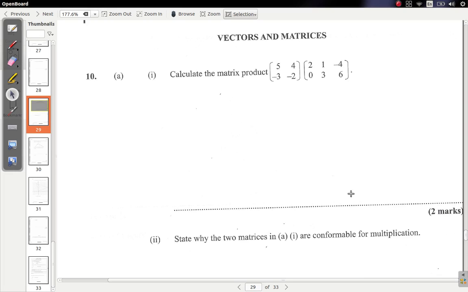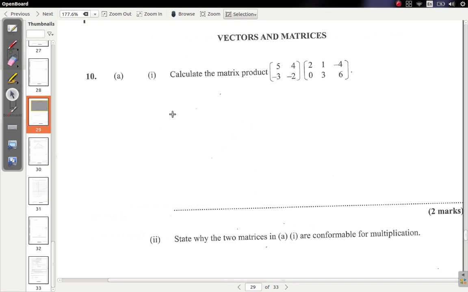Now we look at an example of matrices. This matrices question is part of question 10 on the May 2021 CSEC mathematics paper. Here, what does it say and what is your mission? Calculate the matrix product.